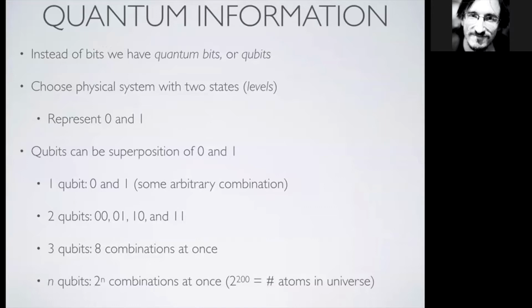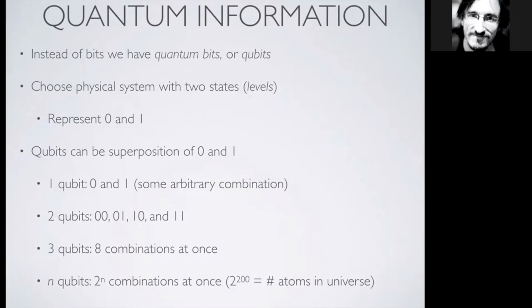Now, if I have one qubit, that means that it could be 0 or 1, just like a classical bit, but it can also be some arbitrary combination of those two given by different amplitudes. But if it's two qubits, then it could be 00, or 01, or 10, or 11. Those are all of the four possibilities. For classical digital information, it can be any one of those four possibilities. But with quantum information, now it can be an arbitrary superposition of all four of those possibilities.